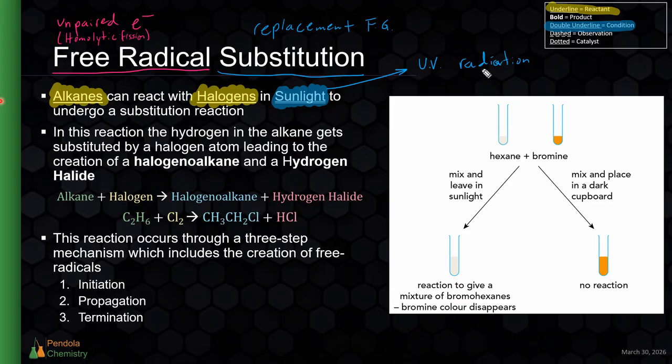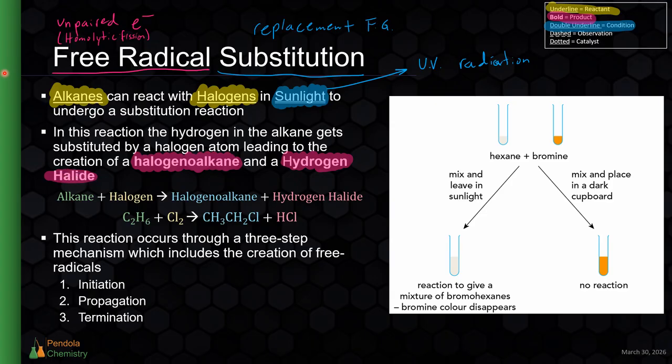Ultraviolet light. So in this reaction, one or multiple of the hydrogens in the alkane is going to get substituted by a halogen, leading to the creation of a halogenoalkane and hydrogen halides. Notice these are bolded here because the key says that if something's bolded, it's a product. So what are our products? Halogenoalkanes, depending on which alkane we have, and a hydrogen halide. Those are our two products.